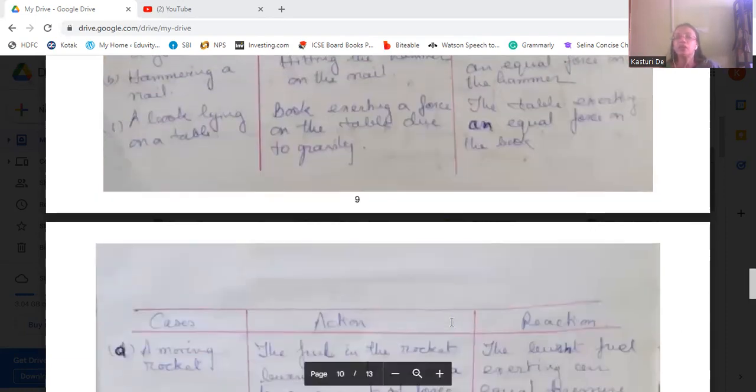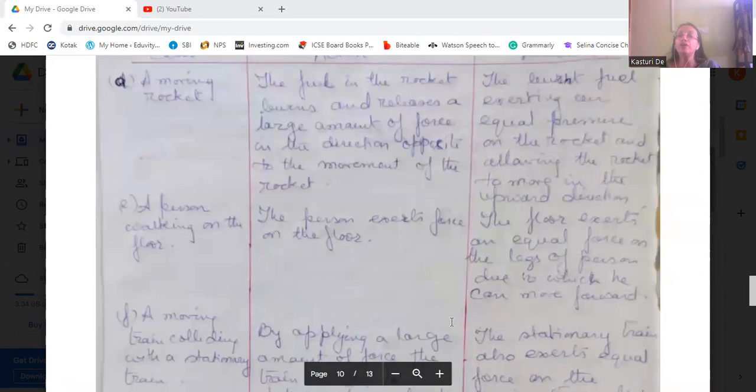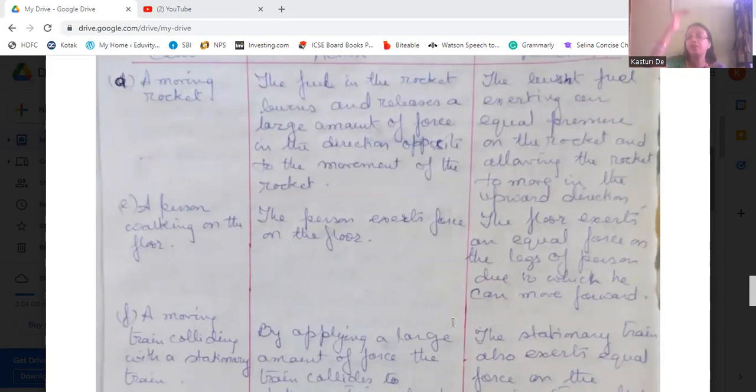Next is a moving rocket. When a rocket starts moving, the fuel in the rocket will burn and release gases. And that will exert a force to lift the rocket up. Okay? So that is the action. And the burned fuel will exert an equal force on the rocket, allowing it to rise. That is the reaction.